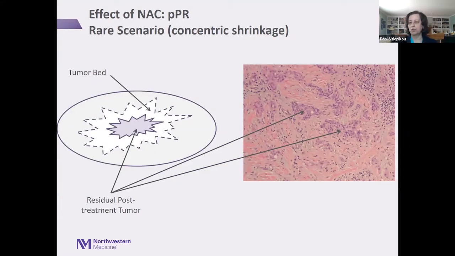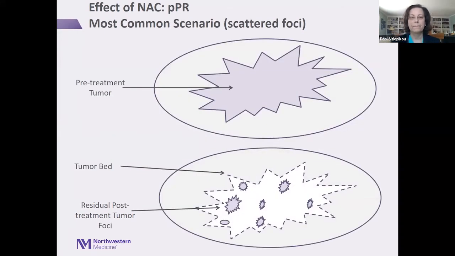In this unusual scenario, as we can see in this histologic picture, we end up with lots of tumor in a smaller area. In this case, sophisticated breast pathology studies may be able to localize this residual tumor. In contrast, the most common scenario post-neoadjuvant chemotherapy that results in partial response is that of scattered foci of residual tumor. In this scenario, the diameter of the original tumor is more or less maintained in the form of the tumor bed, but many areas of the tumor have melted away, and what remains are scattered foci of tumor cells and smaller and larger nests of tumor cells here and there in the original tumor bed.